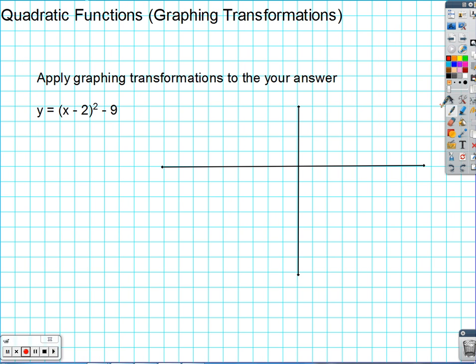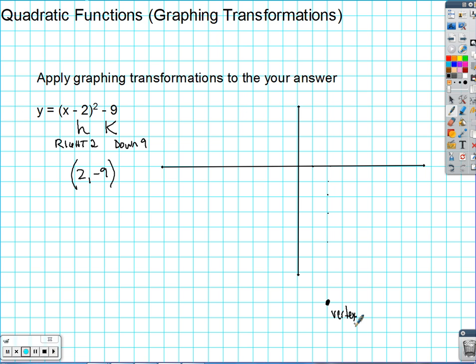Okay, so apply graphing transformations. First of all, this is your h value and this is your k value. So the h value here is to the right 2, and the k value is down 9. So my vertex is going to be 2, negative 9. So I go right 2, down 9, and that's going to be my vertex.